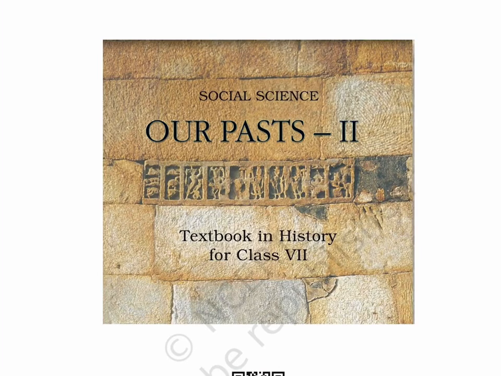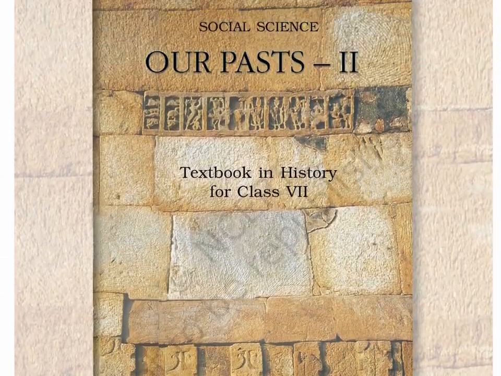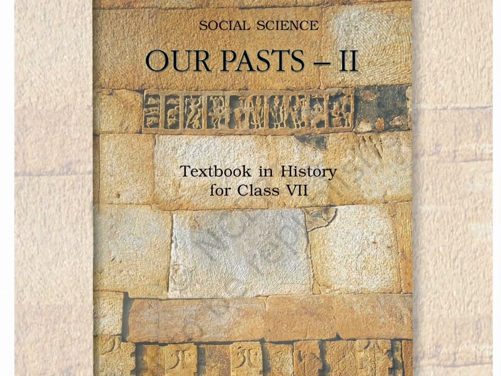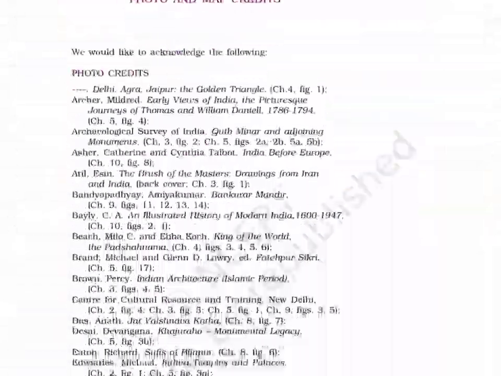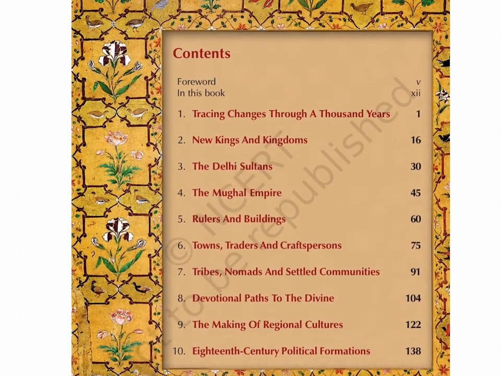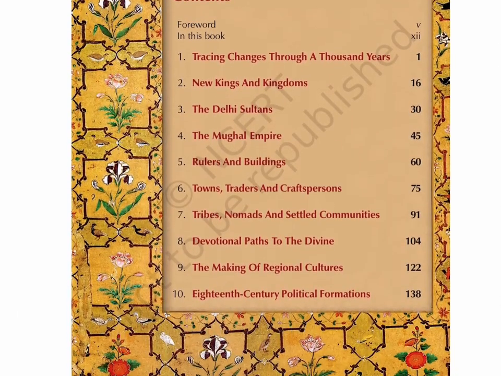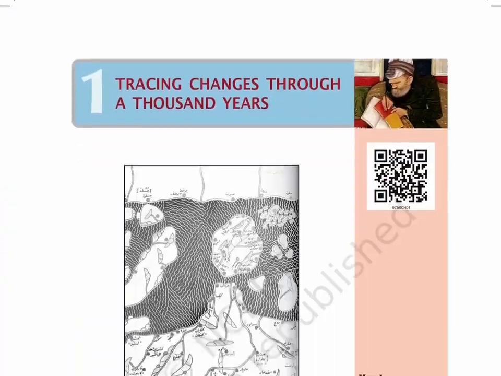CIET NCERT presents Audiobook of History for Class 7th, entitled Our Pasts 2. This is lesson number 1. Title: Tracing Changes Through 1,000 Years. From page 1 to page 15. Let's listen to the lesson number 1.